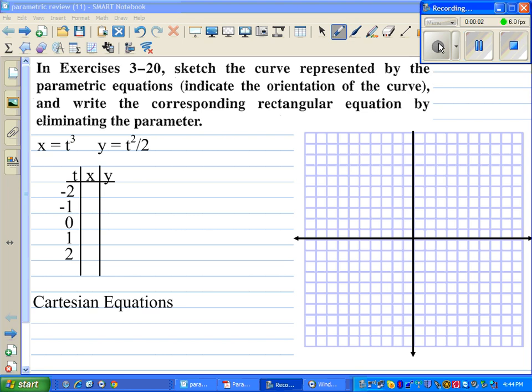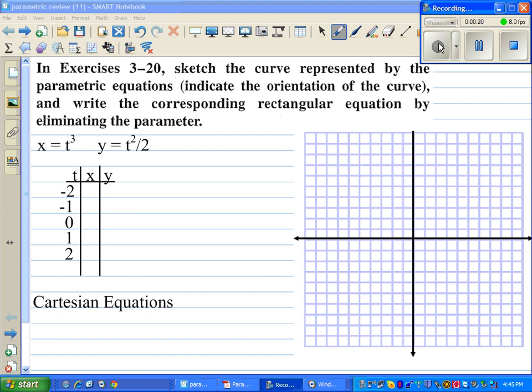We're going to look at parametric equations. With parametric equations, instead of y being dependent upon what x is, we have two separate functions, one for x and one for y. So x and y are dependent on a third variable, and we usually label that variable t.